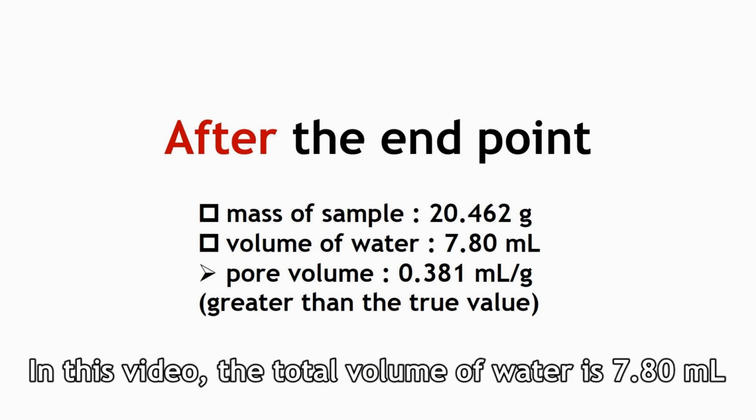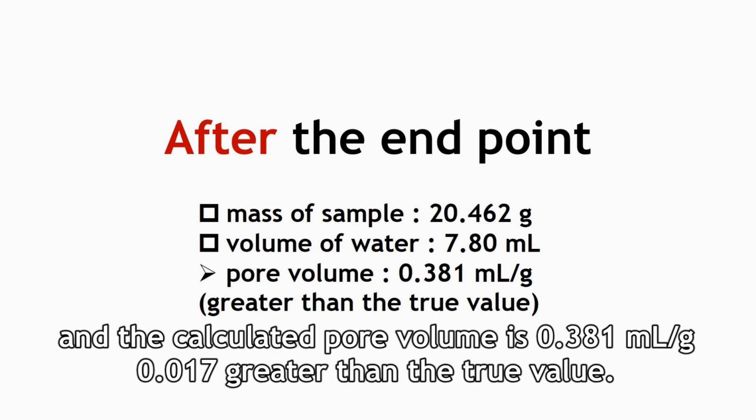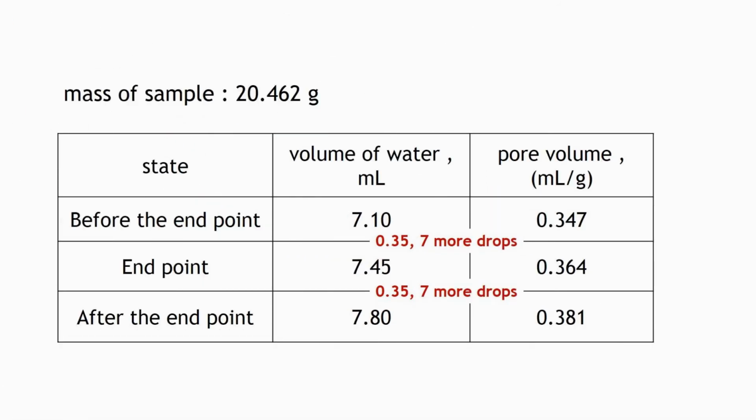In this video, the total volume of water is 7.80 ml, and the calculated pore volume is 0.381 ml per gram, 0.017 greater than the true value.